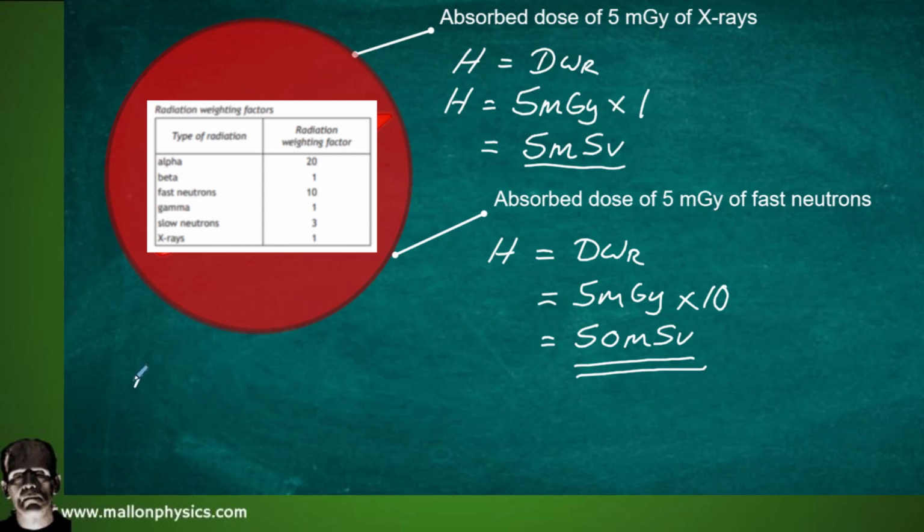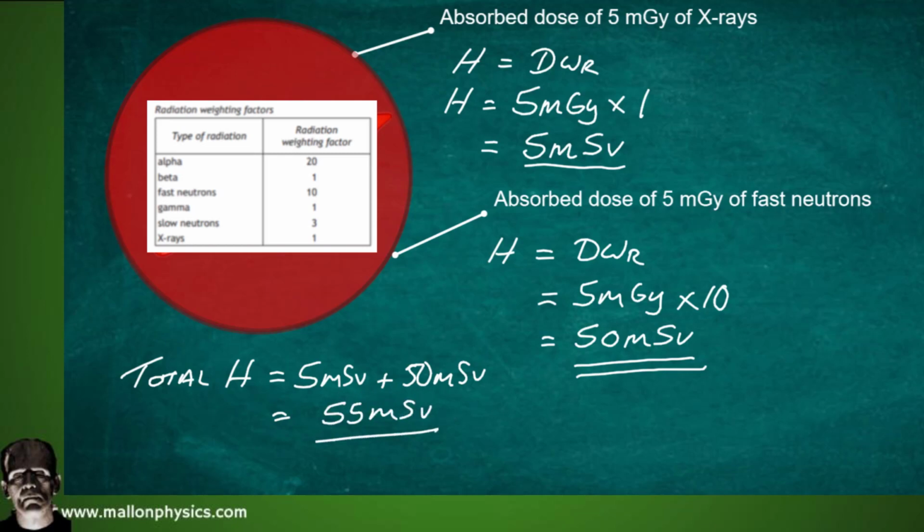So in total, the total dose equivalent, total H for that liver, is equal to just simply the sum of those two dose equivalents. So it's 5 millisieverts plus 50 millisieverts. That's going to give us a value of 55 millisieverts. So the total dose equivalent will be 55 millisieverts.